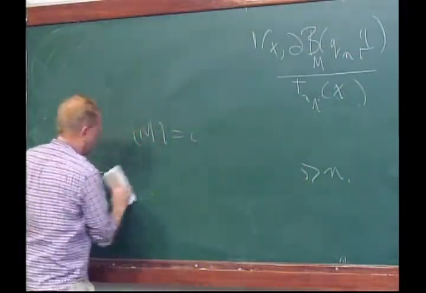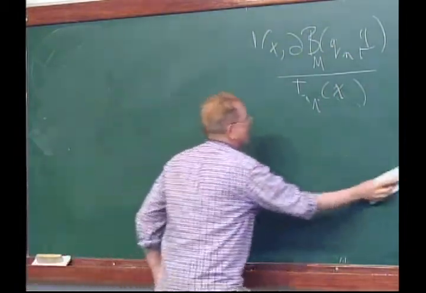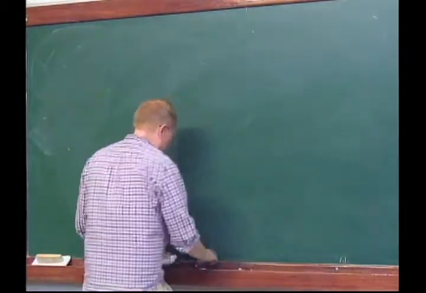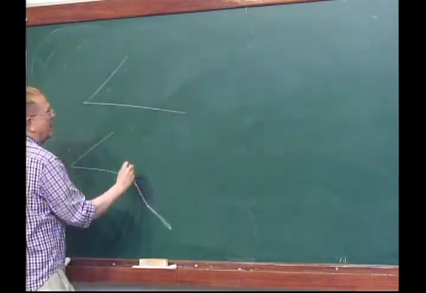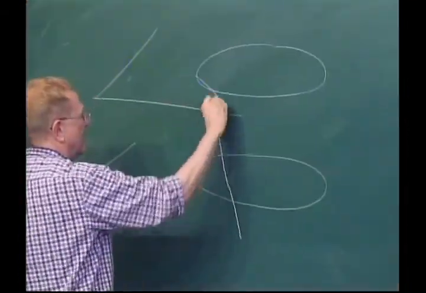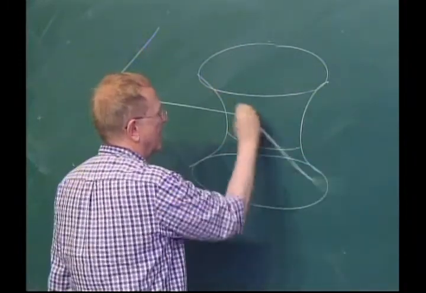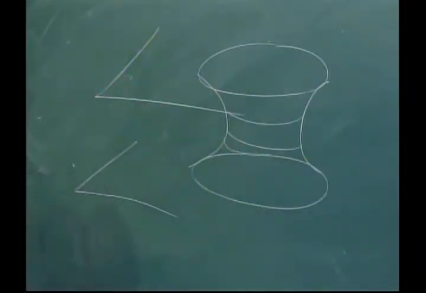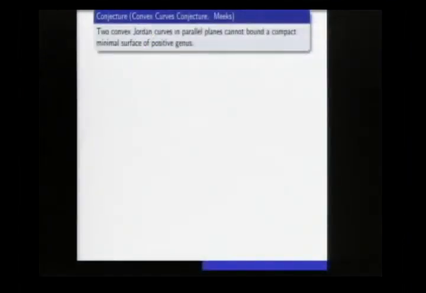Okay, so let me draw a picture. And I've got a few minutes to talk about this. Okay, so this is a great problem, at least to think about sometimes. So I have two parallel planes. I have convex curves. And I'm looking for minimal annuli that bound those two curves, or minimal surfaces in general, compact minimal surfaces. And the claim is it must be an annulus. Or it could be disconnected. It could be two disks. But if you look at a minimal surface that's connected, the claim is it must be an annulus.